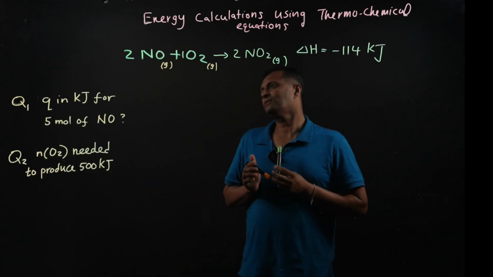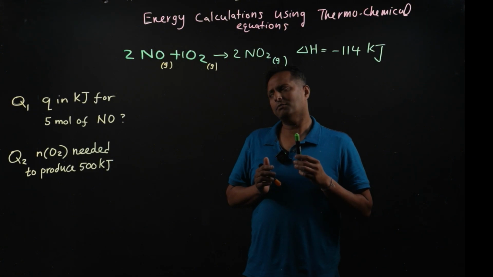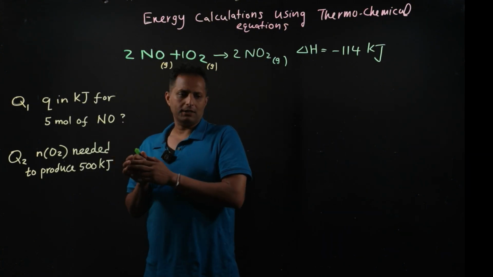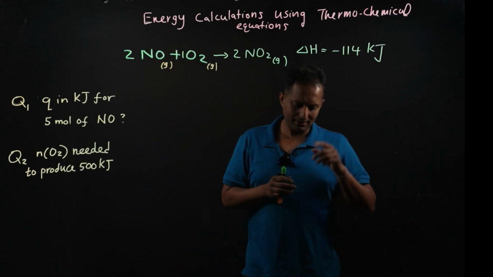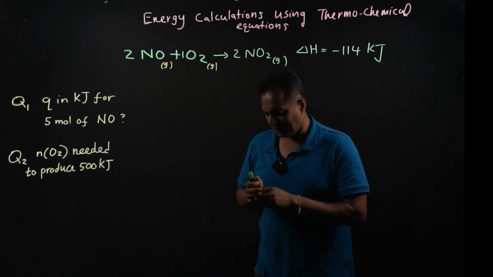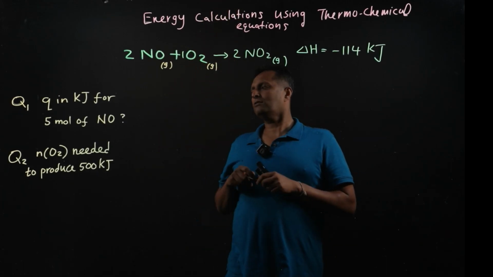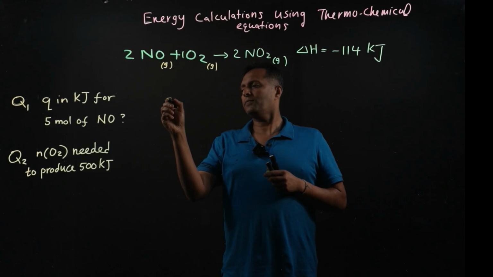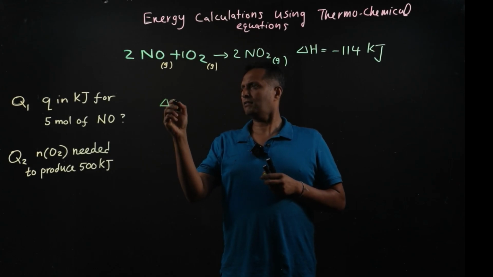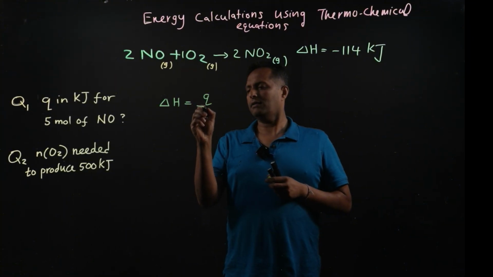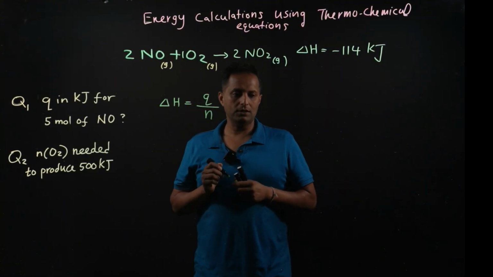All right, now do you remember the formula from the data booklet that we can use to do this calculation? Okay, turn to the page. I cannot exactly remember the page. You have a data booklet. I'll give you the formula. The formula that we are going to use to do this calculation is delta H equal to Q over N. Now this can be found in the data booklet.